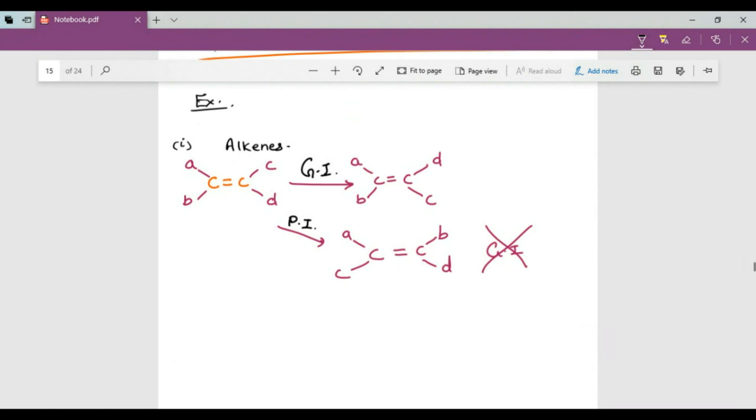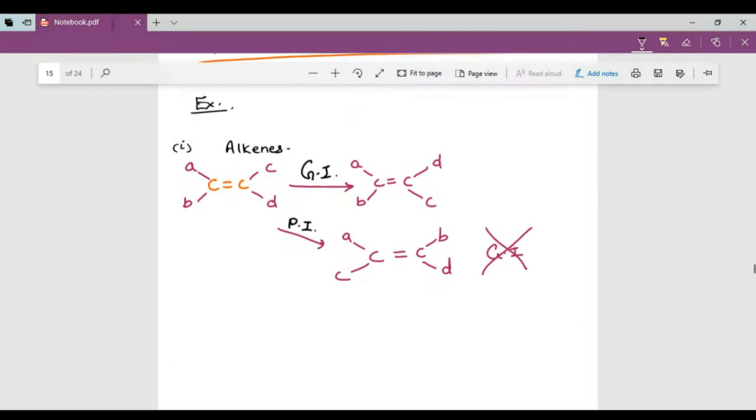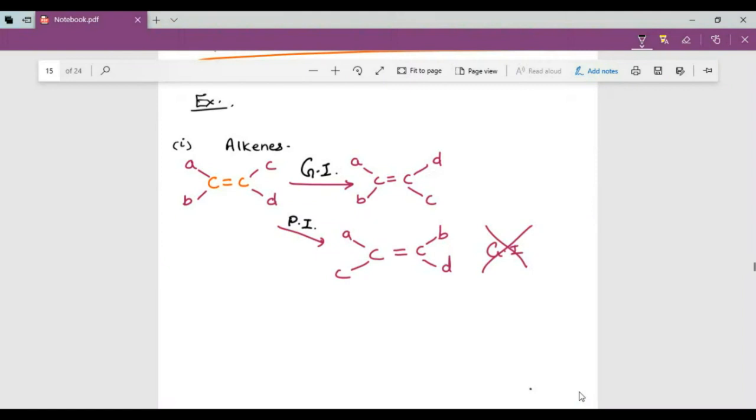Whereas here, if you give IUPAC, the position 1 has A and B, position 2 has D and C. Same is here. Correct? So always we need to check that the particular arrangement should not change the relative positions of the group. 3D position change is okay.